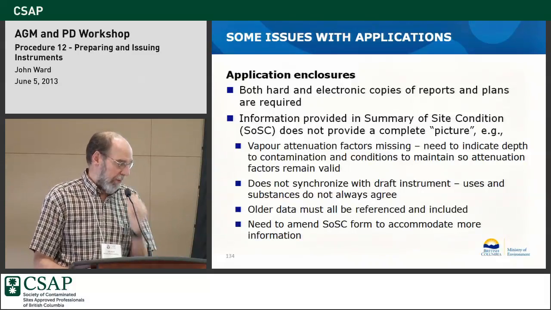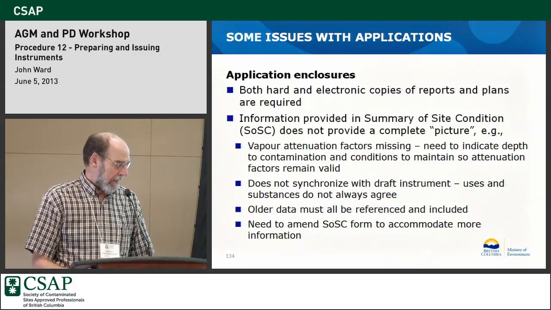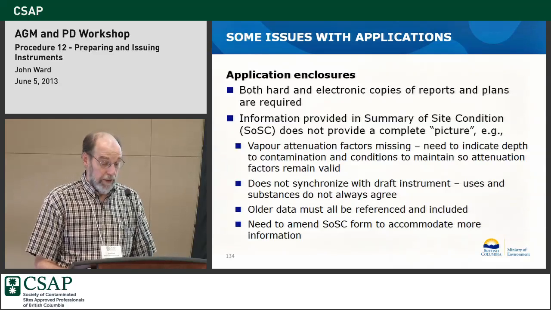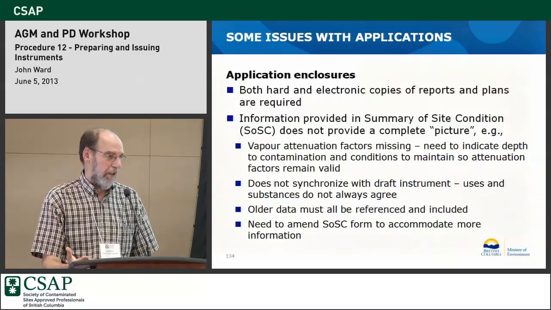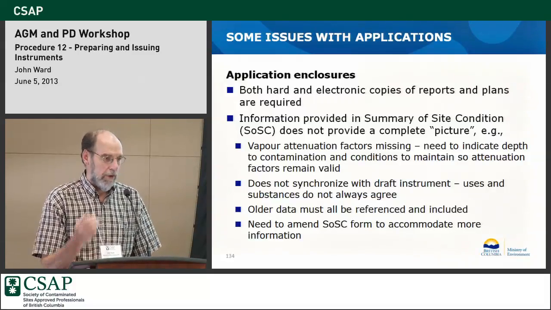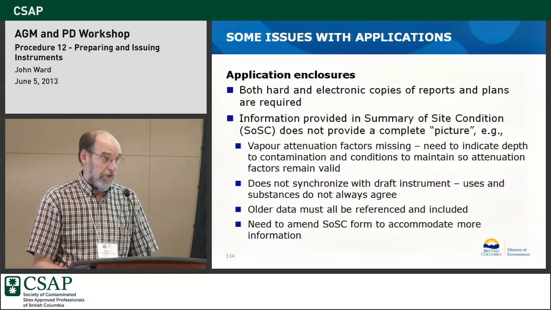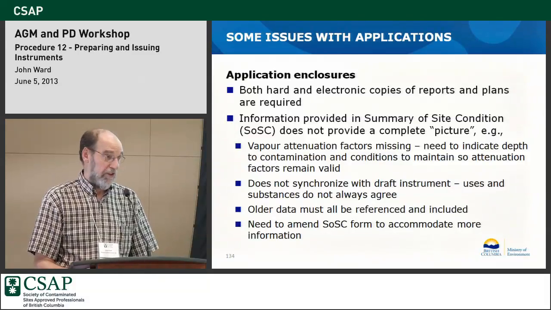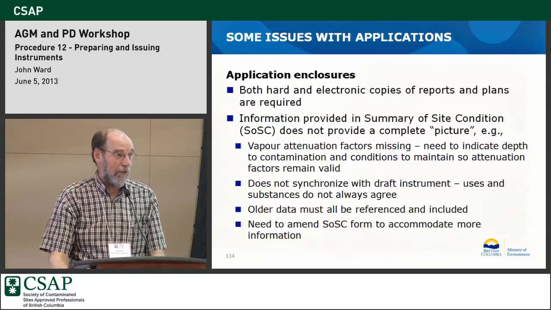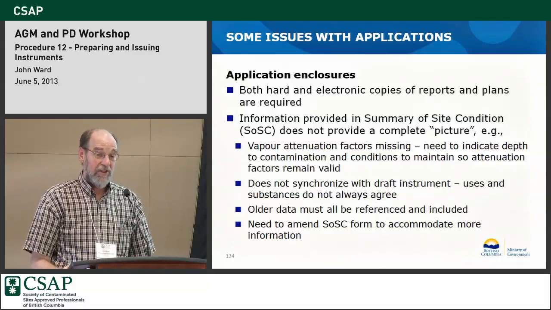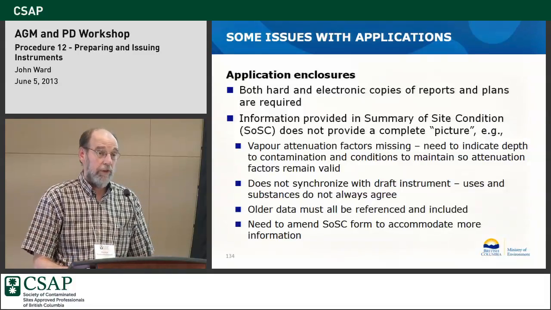Some of the common things that are missing, or that I have questions about, are the vapor attenuation factors. I had one older case: a draft instrument that had substances in Schedule C that weren't even mentioned in the summary site condition. Well, where do these substances come from? It turns out that they were covered in earlier reports, and the approved professional felt strongly that those substances shouldn't be mentioned in the summary site condition, but they still could show up on the draft instrument. I'm tearing what hair is left on my head out because I don't understand this at all. Anyway, the summary site condition should reflect everything in the history, if it's going to show up in the certificate or whatever the instrument is.